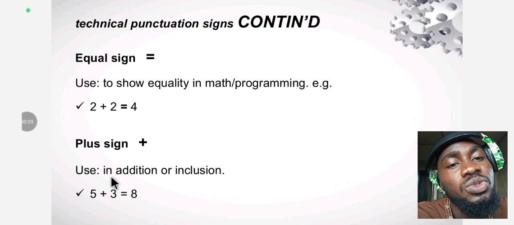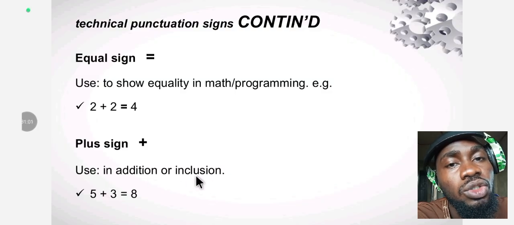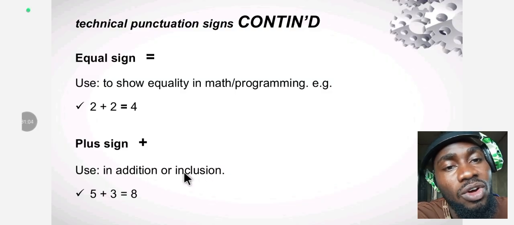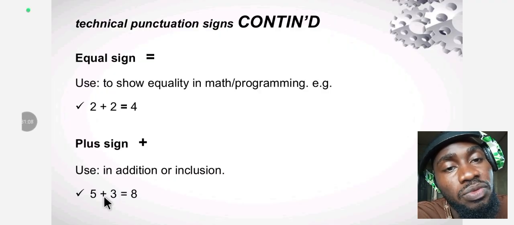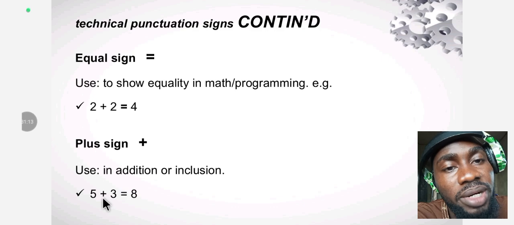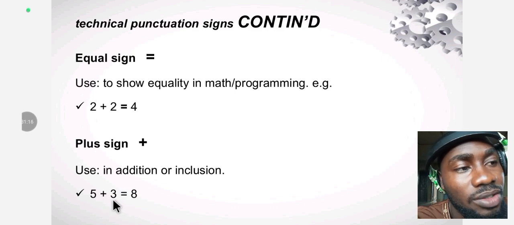The next we have here is plus sign, which is just like a cross. What is it used for? In addition or inclusion, to bring two things together or to bring more than one thing together. That's what addition is used for. For example, 5 plus 3 equal to 8. Plus brings 5 and 3 together to give us 8.